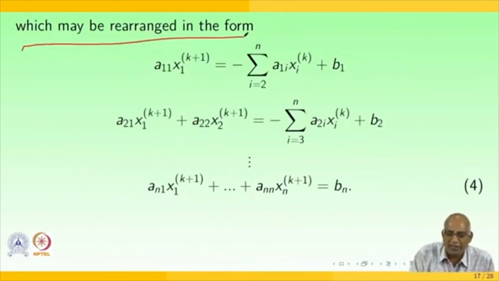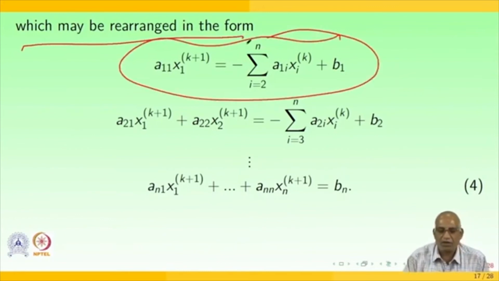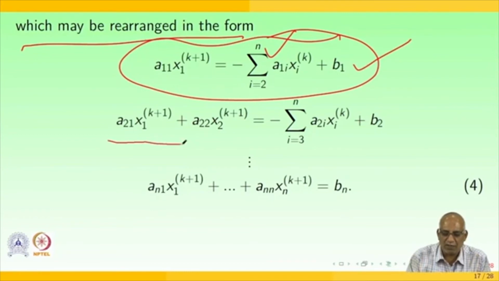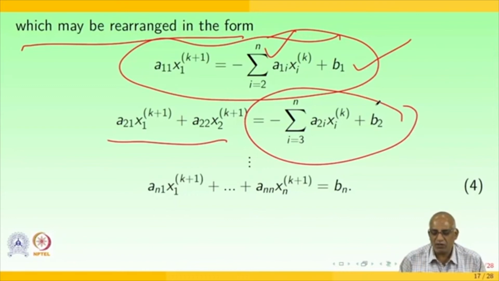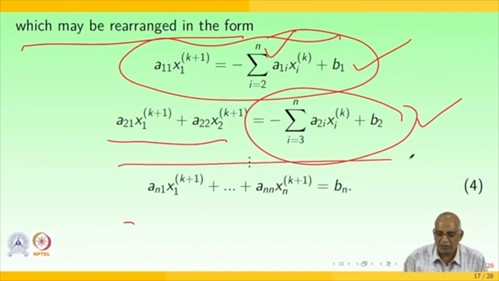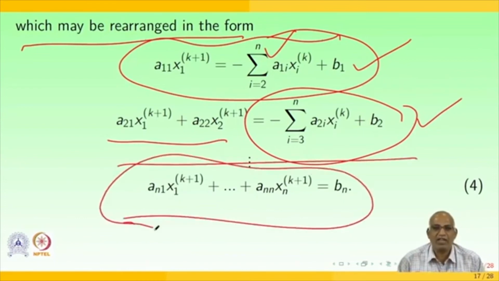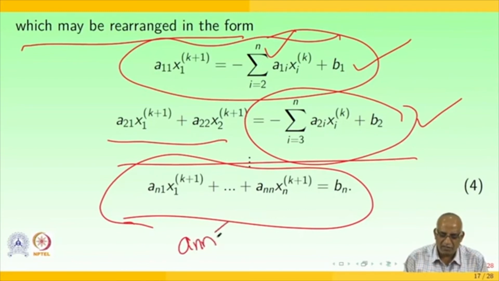Which may be rearranged in the form a11 x1 of k plus 1 is minus sigma i is equal to 1 to n of a1i xi of k plus b1. a21 x1 of k plus 1 plus a22 x2 of k plus 1 is minus summation i is equal to 1 to n of a2i xi of k plus b2. Like that you continue, so you end up with an1 x1 of k plus 1 plus etc. plus ann xn of k plus 1 is bn, where ann is free from 0.